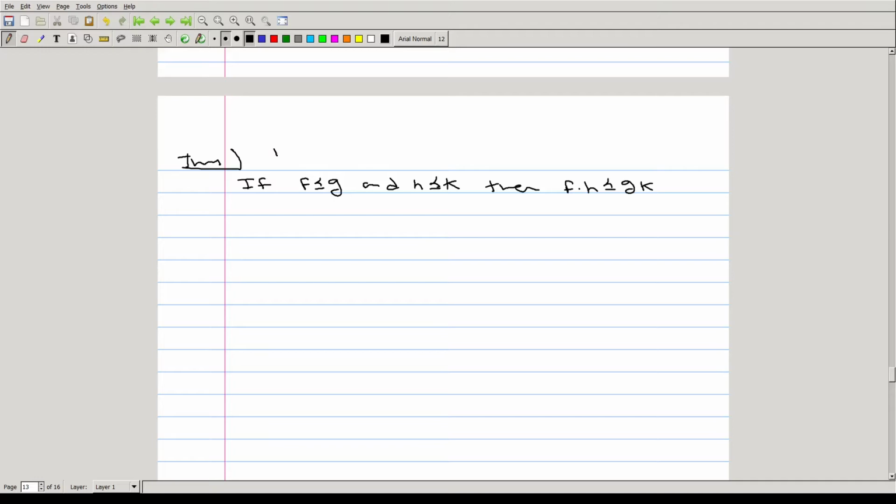Remember, this is saying that if f is big O of g and h is big O of k, then f times h is big O of g times k.